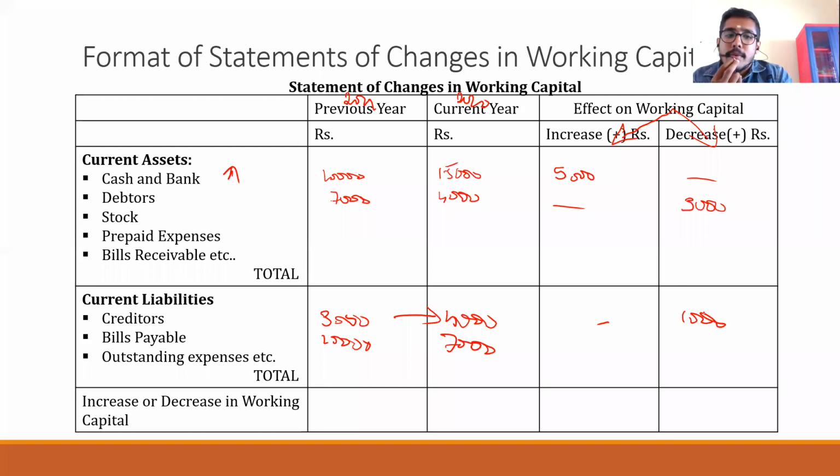What about bills payable? Bills payable 10,000 became 7,000. What about that 3,000? Increase or decrease? Liability decrease, so working capital increases. So you have to write 3,000 over here.